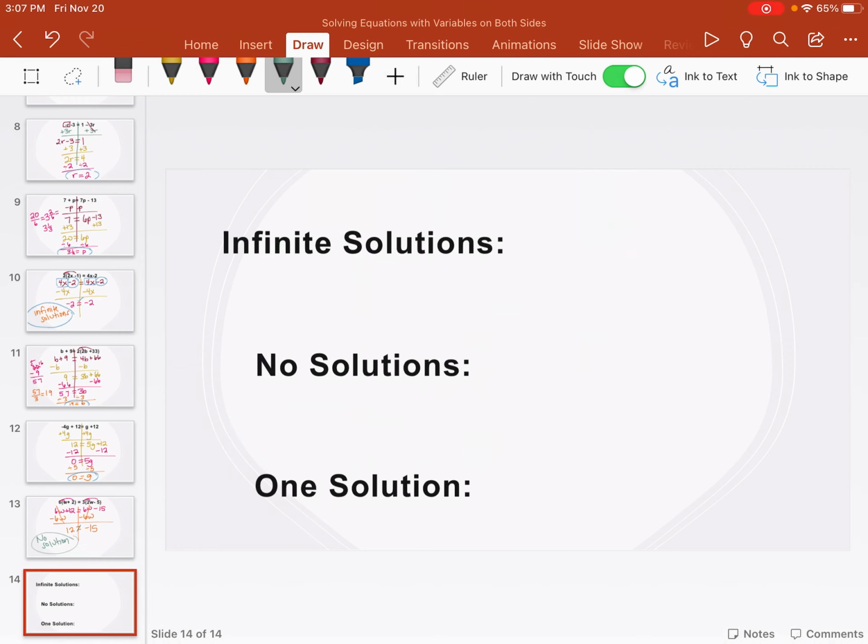Okay. So finally for our rules, real quick. Infinite solutions, remember this is when the two problems are identical. Identical, everything about them. They don't have to start off the exact same, like you could have to distribute or combine like terms, but they will be identical once you do that stuff.